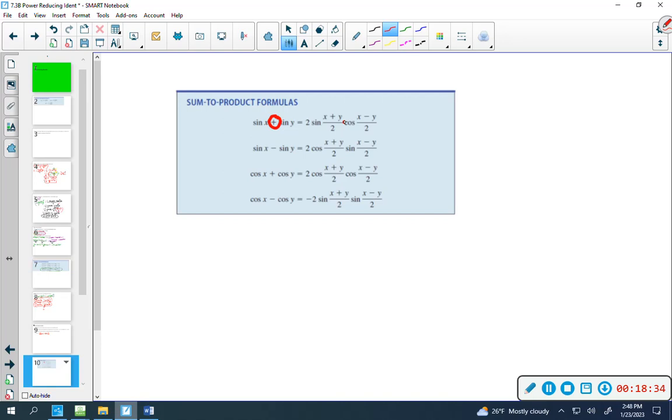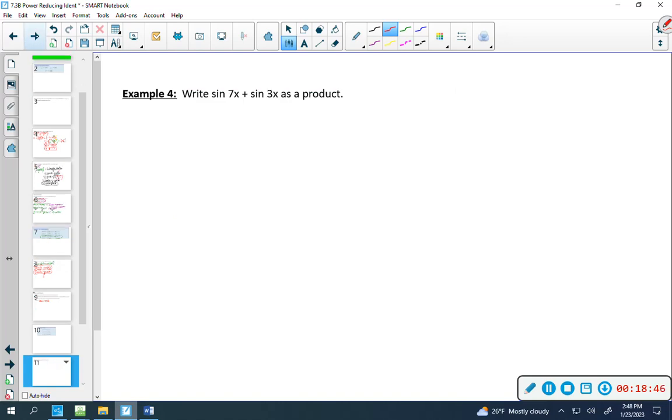We can all subtract angles and divide by 2. So yes, I'm aware the formulas look super crazy, but you're really going to be adding and dividing by 2 for the most part. So write sine 7x plus sine 3x as a product. Now I cannot just add them together. They're not like terms. I can't make it sine of 10x, even though that'd be a whole lot easier. So I'm looking at sine plus sine.